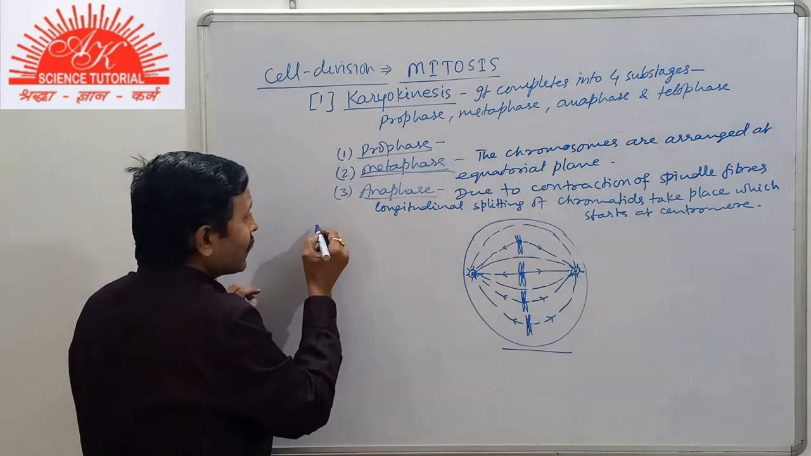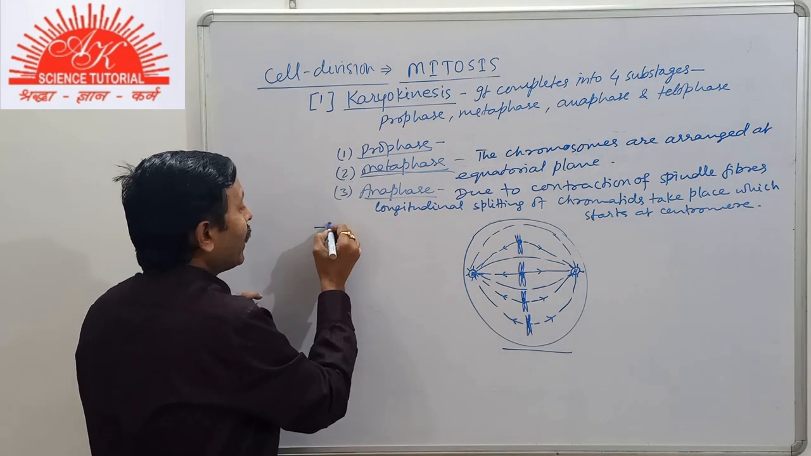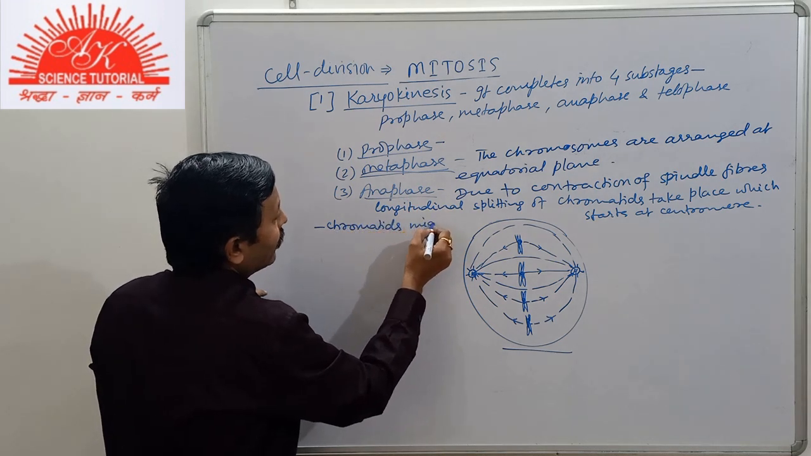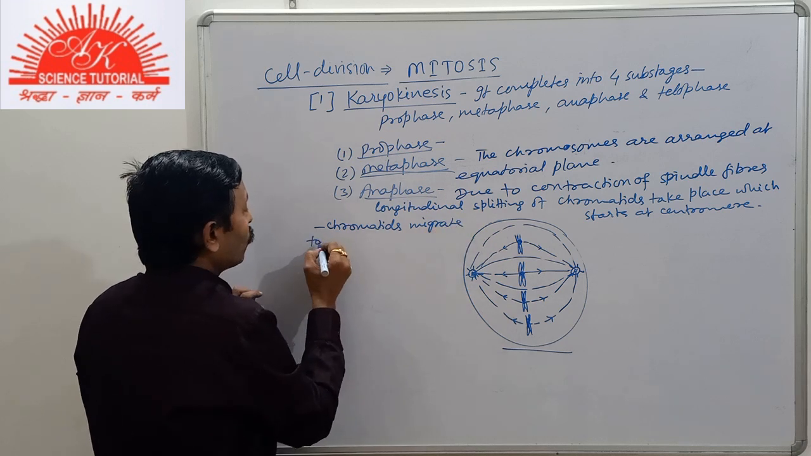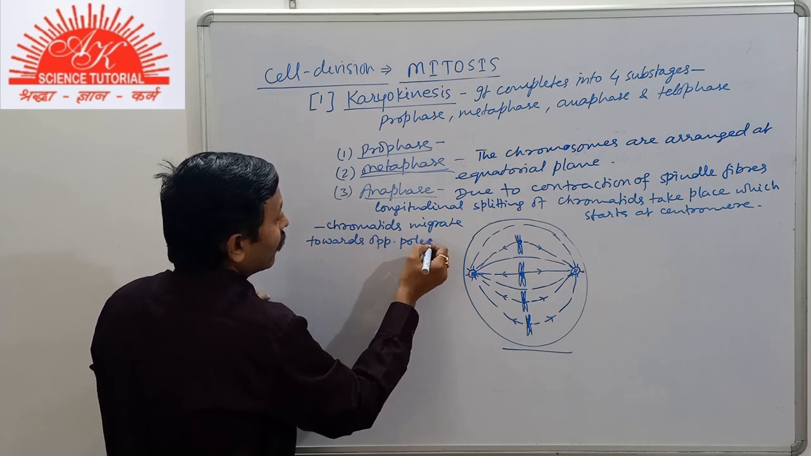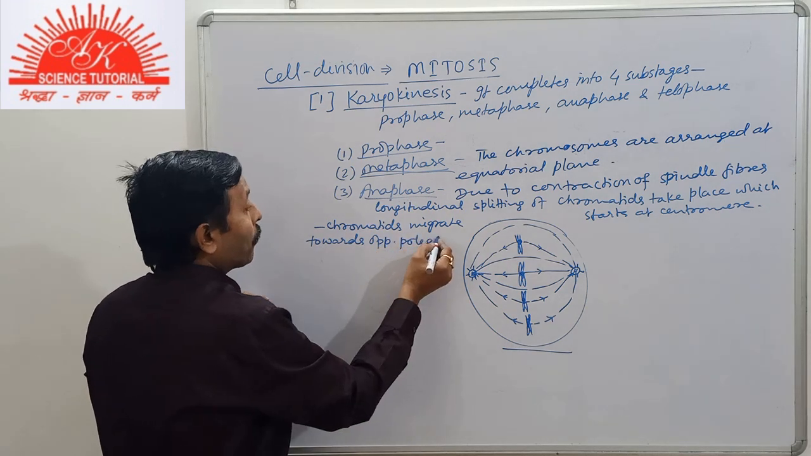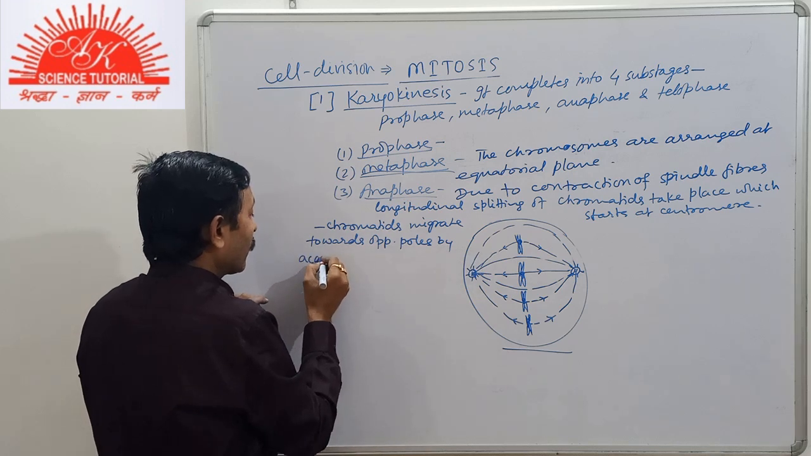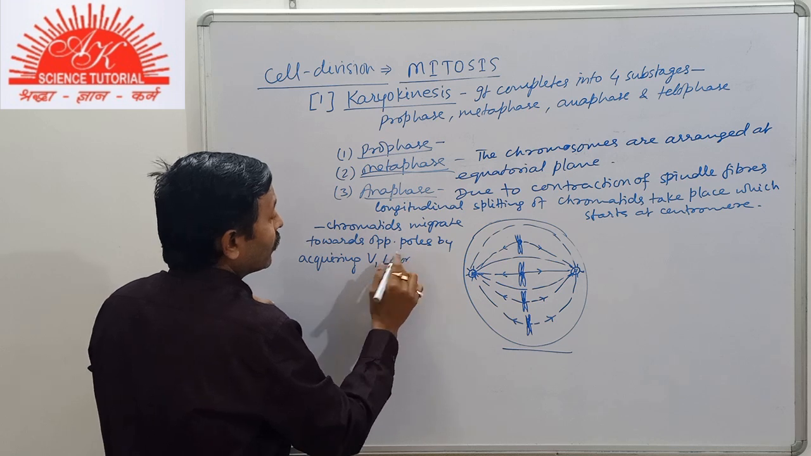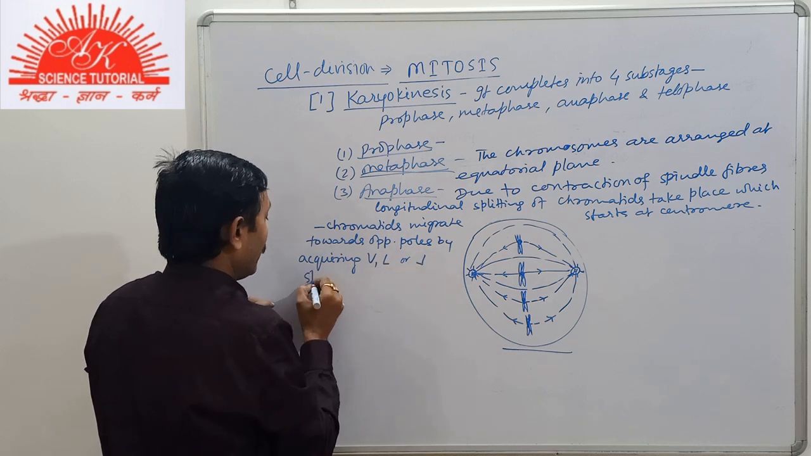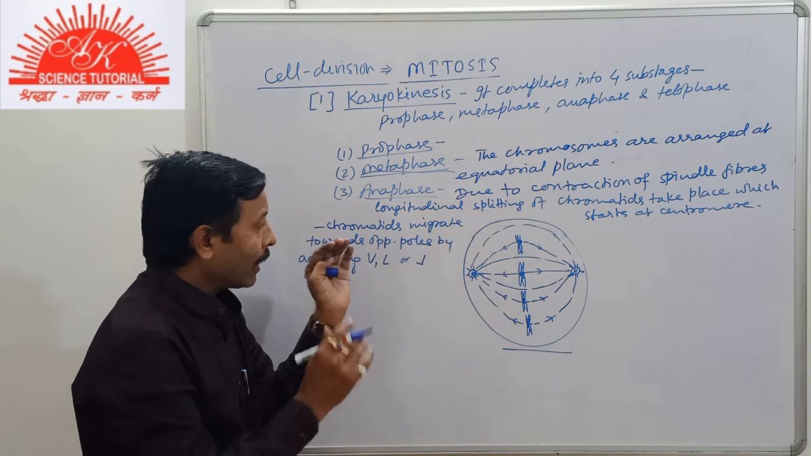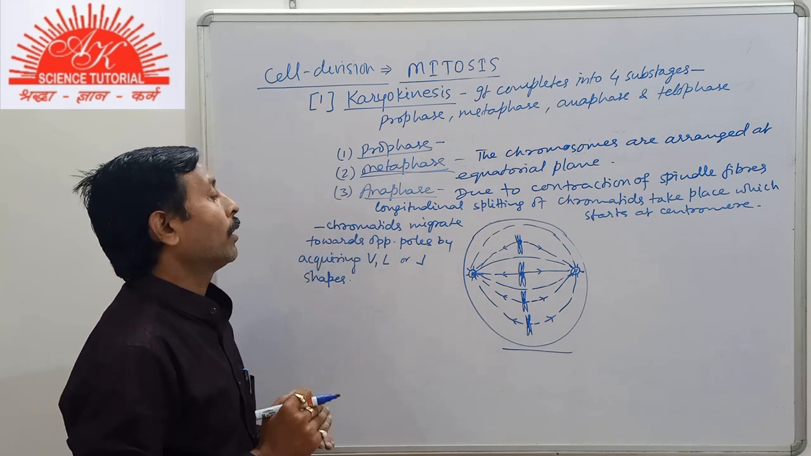Now as a second change, chromatids migrate towards opposite poles by acquiring V, L or J shapes. So this is a major change. Longitudinal splitting takes place and chromatids start to migrate towards opposite poles.